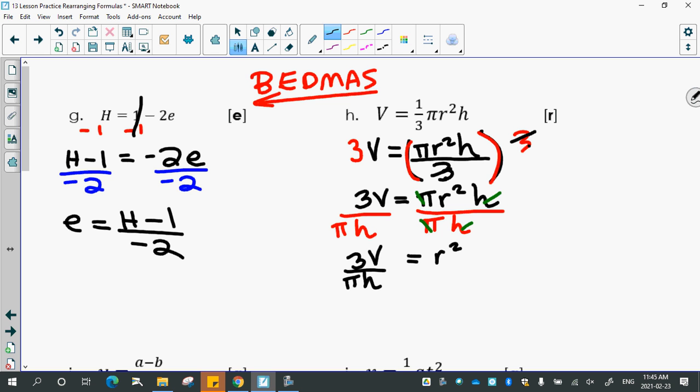But I don't want r squared equals, I want r equals. So what would I do? Square root. And when you square root, make sure it goes all the way down to the bottom of the fraction. Okay? So the whole 3v over pi h is under a big square root. Okay? And then I'm going to rewrite it so that r equals big square root of 3v over pi h. Okay.